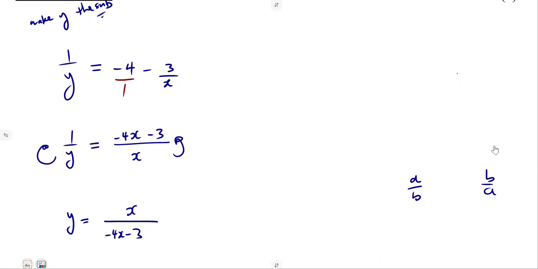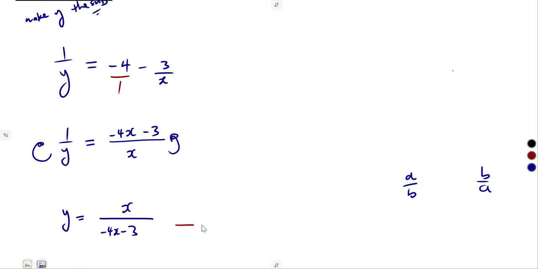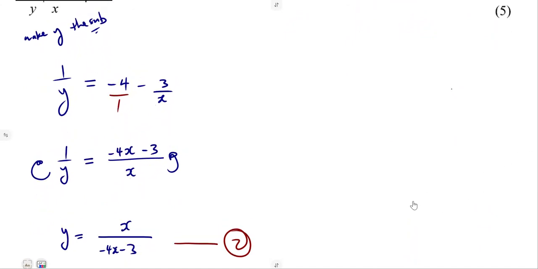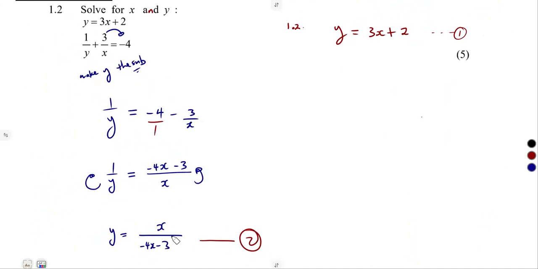As these two equations are the same, in equation 1, y is equal to something, and from our equation 2, also y is equal to something. So equate that something from the two equations. Y is equal to 3x plus 2, and another one, y is equal to this. Therefore, equating the two equations, we are going to have 3x plus 2 from the first equation equated to the second equation, where y is equal to x over minus 4x minus 3. So you can simply equate that.